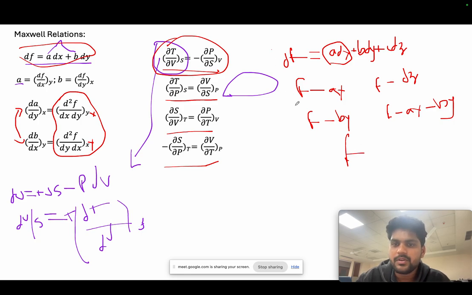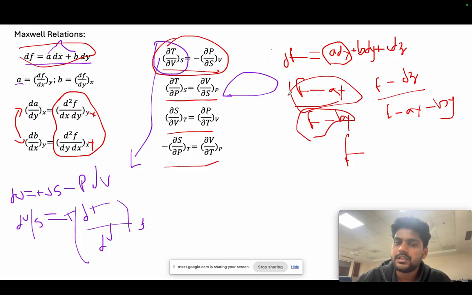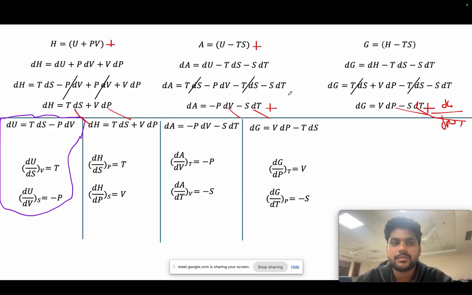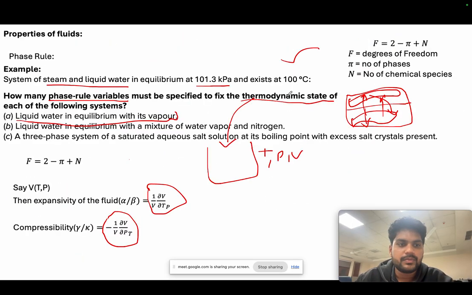So if you remember which one gives enthalpy, which one gives Helmholtz energy, and which one gives Gibbs energy, then everything else you can calculate, I think. All these things you can calculate from that. Then comes the phase rule: how many variables we need, and the expansivity and compressibility factors.